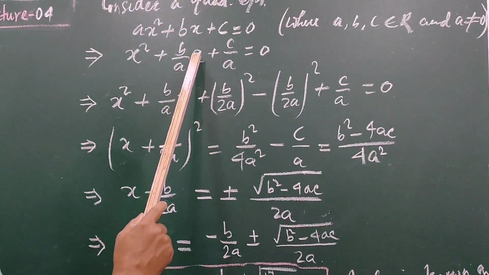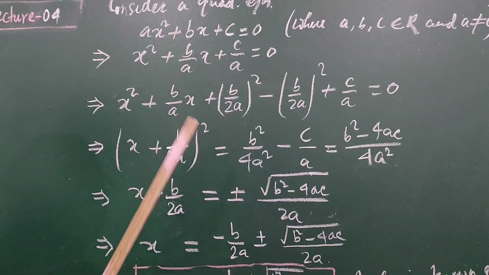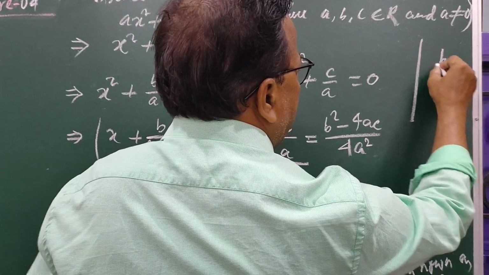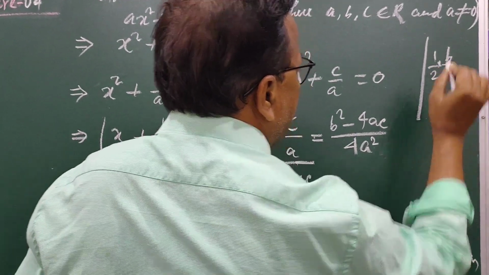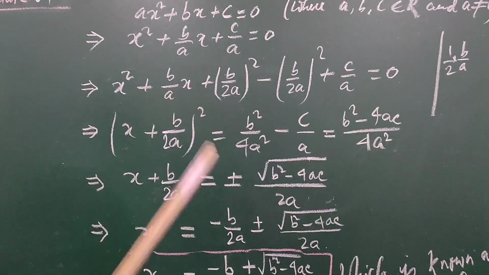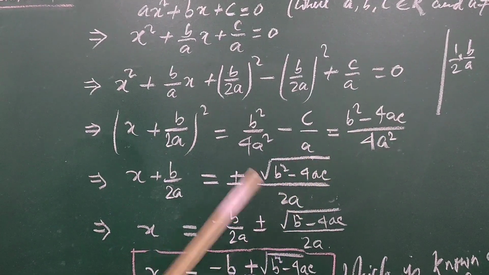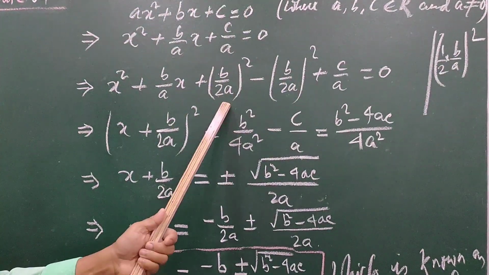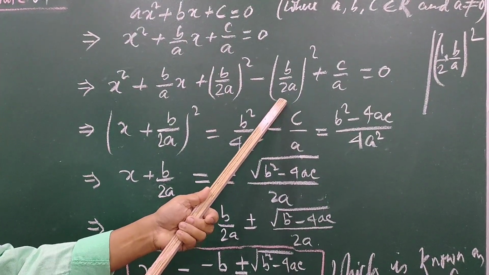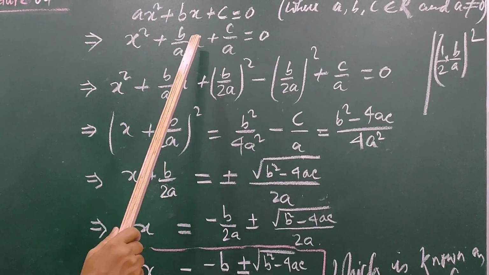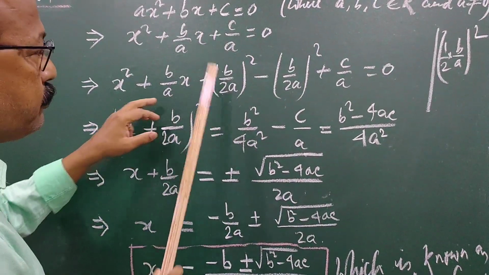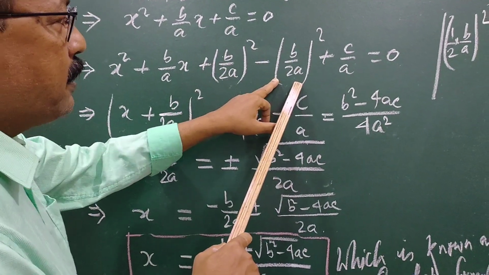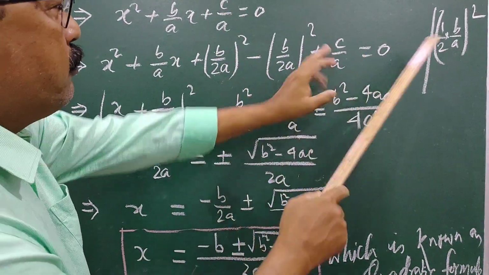Since in the method of completing the square we look at the coefficient of x, here the coefficient of x is b by a, so multiplying this by half, we get b by 2a. So we need to add the square of b by 2a and subtract the square of b by 2a from the given equation, plus c upon a equals to 0.